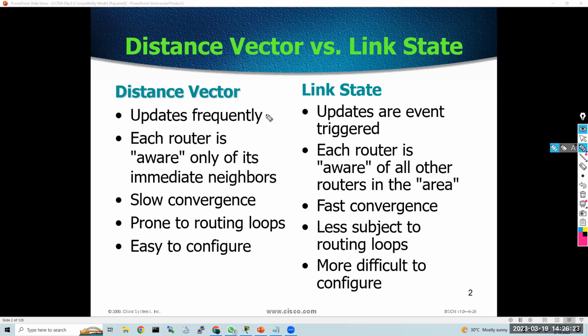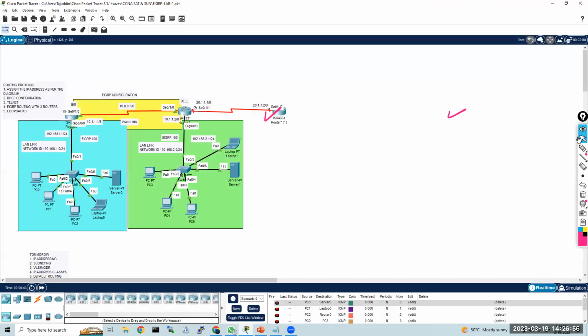What is this update frequently? What is event triggered? What does it mean? From my understanding, update frequent means, as we were told yesterday, that every 5 seconds it goes and checks. In link state, it means when a route is added, that will trigger the event, so that the network is added. Perfect, Andrew. Very good, man. Very good, very good.